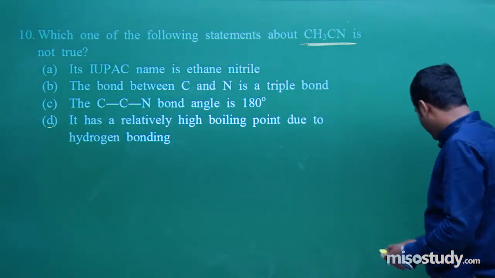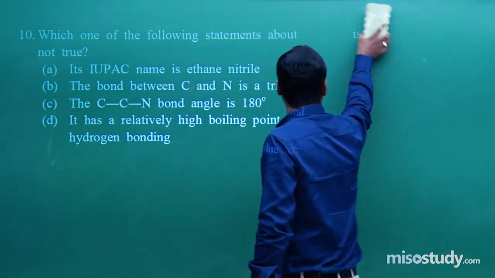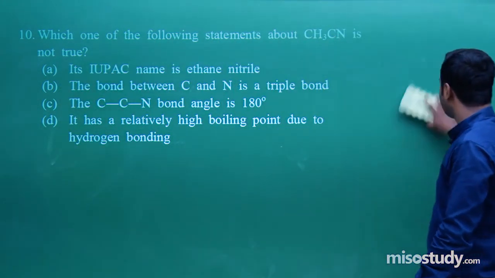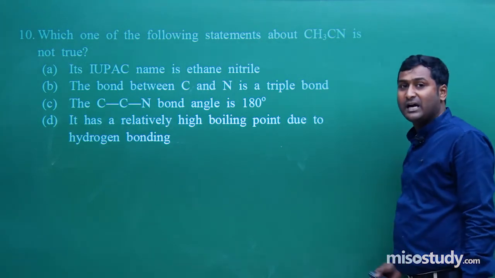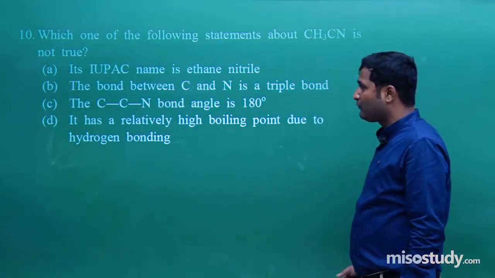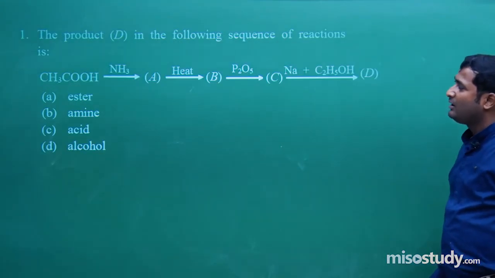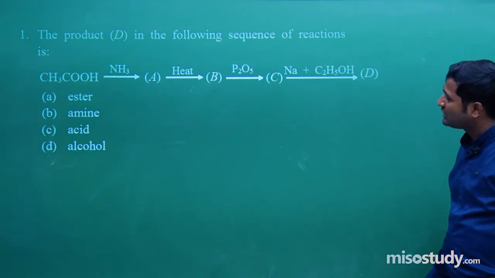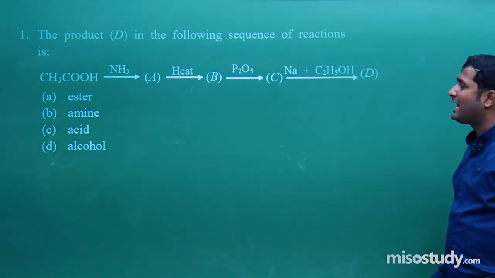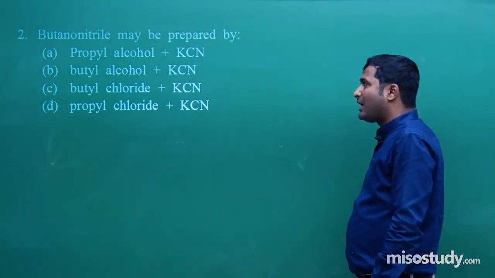Clear? I think now you can easily solve such kind of question which is completely theory based. Sometimes you have to proceed with the reaction, sometimes you have to memorize the theory. So friends, now review all the questions, revise all the questions. Tell me what was the product. For question number 1, the product is amine, B is the correct option. For question number 2, what is the method?